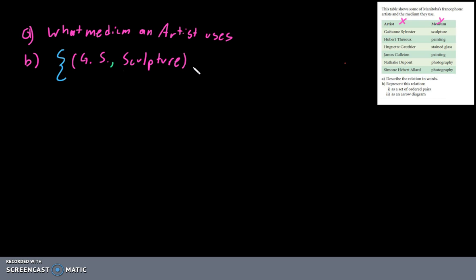And then we're just going to keep on going through it. So for the next one, I would do HT, and that would be comma, he prefers painting. And you catch the drift here. I'm separating all of my ordered pairs by a comma, and within the ordered pairs themselves, I'm separating the artist and the type of medium they use. So I'm just going to carry on over here. Let's go with HG, comma, and I'll make that one green just because everything else was. And they're using stained glass.